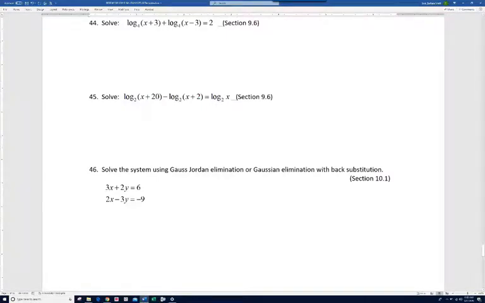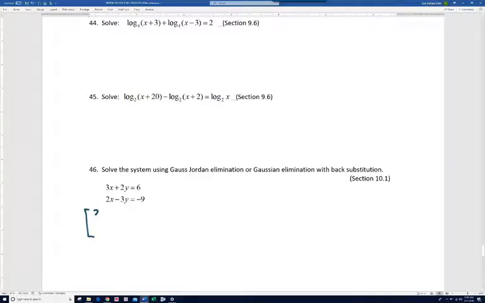Alright, so on number 46, it says solve the system using Gauss-Jordan elimination or Gaussian elimination with back substitution. Because we don't have a lot of time, and this semester things were even different, I usually focus on Gaussian elimination, and I'll mention Gauss-Jordan elimination, which just takes things a little further with matrices. So I'm going to do the Gaussian elimination with back substitution.